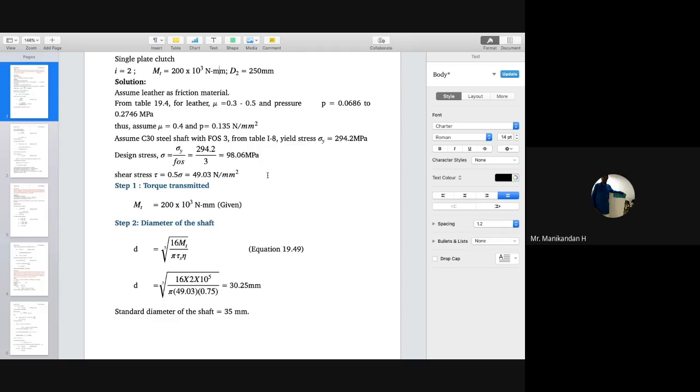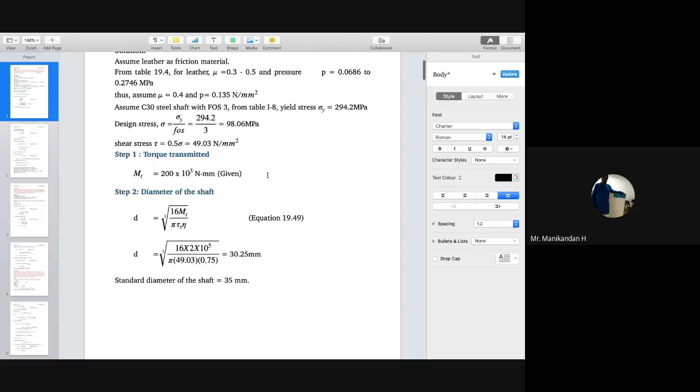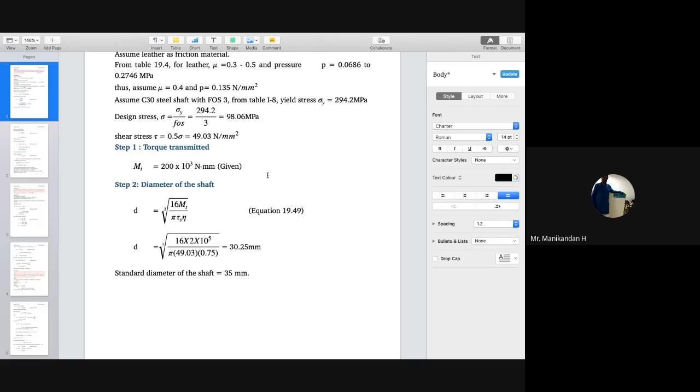the shaft. Obviously the shaft material is also not given. In DME 1 you would have studied design of shaft. Most of the time we can take a C30 steel shaft, please remember it, and take the factor of safety as 3 for finding the design stress. For C30 steel from table I8 in the volume 1 data book, yield stress is found to be 294.2 megapascal. Either you can refer to it or remember this value.